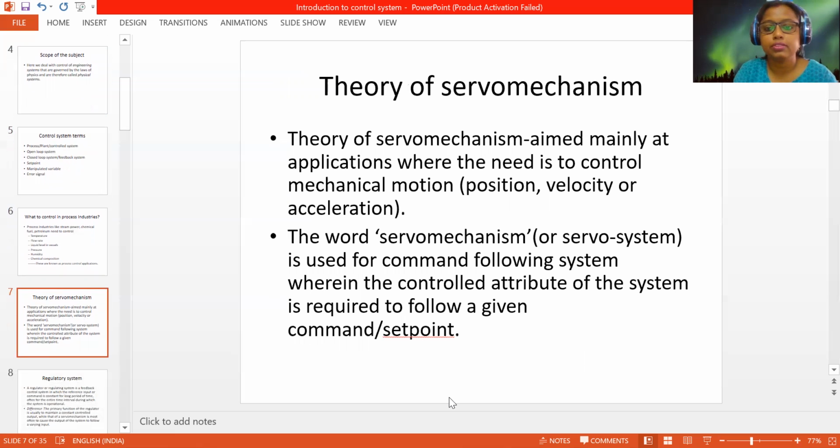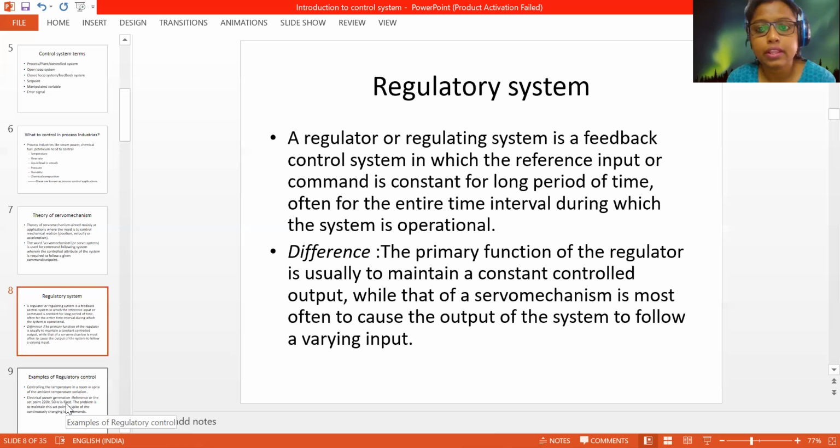The theory of servomechanics is aimed mainly at applications where it is needed to control mechanical motion like position, velocity, or acceleration. The servo mechanism is used for command following systems wherein the control attribute of the system is required to follow a given set point, like the previous one that I have described, where we have given a set point and the output needs to follow the set point. That type of following the set point or the command is known as the servo mechanism. We have another type of system, that is the regulatory system.